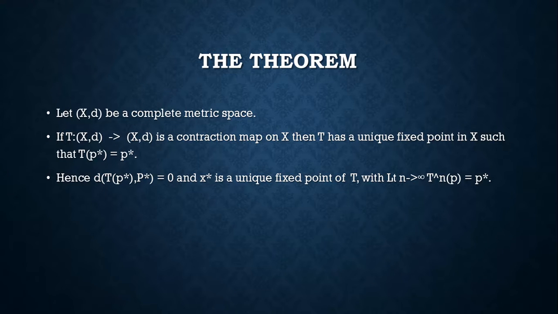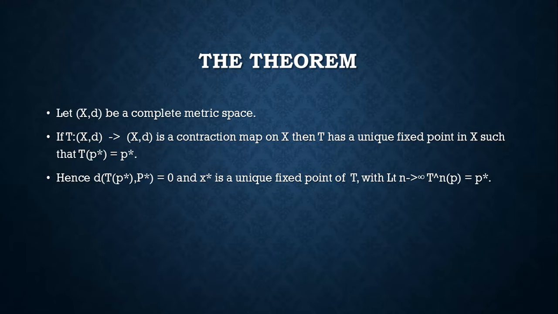Let (X, d) be a complete metric space. If T from (X, d) to (X, d) is a contraction map on X, then T has a unique fixed point in X such that T(p*) = p*. T being a contraction map, we can have at most one fixed point.